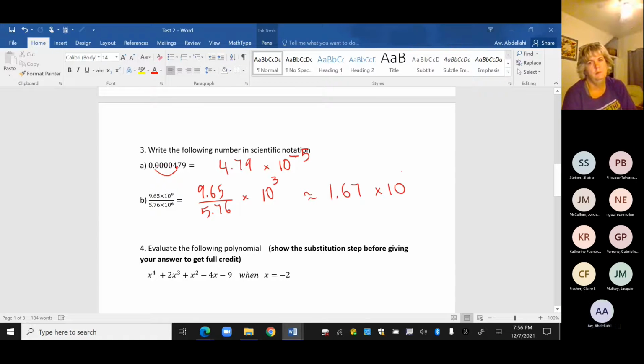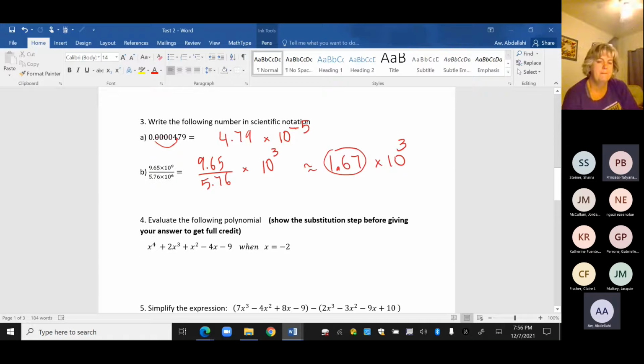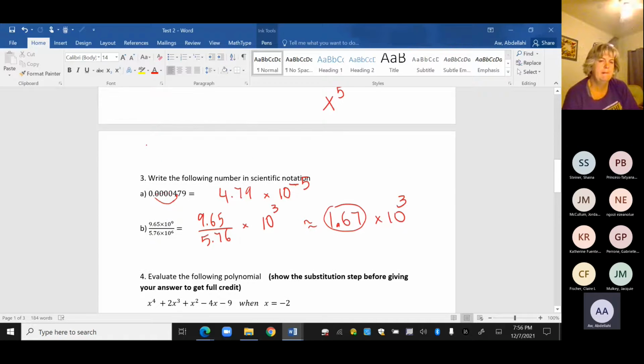10 to the 3. So is that a scientific notation? This number, is it between 1 and 10? 1.67? Yes, it is. So it is scientific notation. Now, what you can have is this, for instance. You can have this one right here.